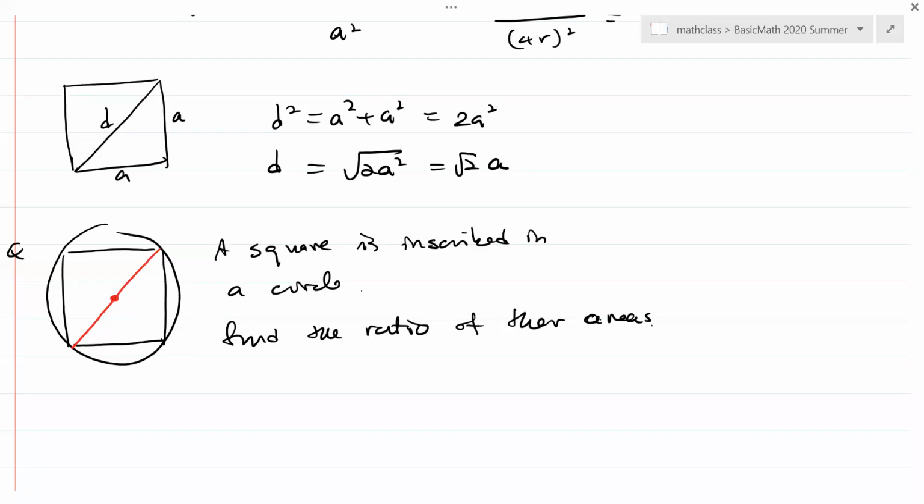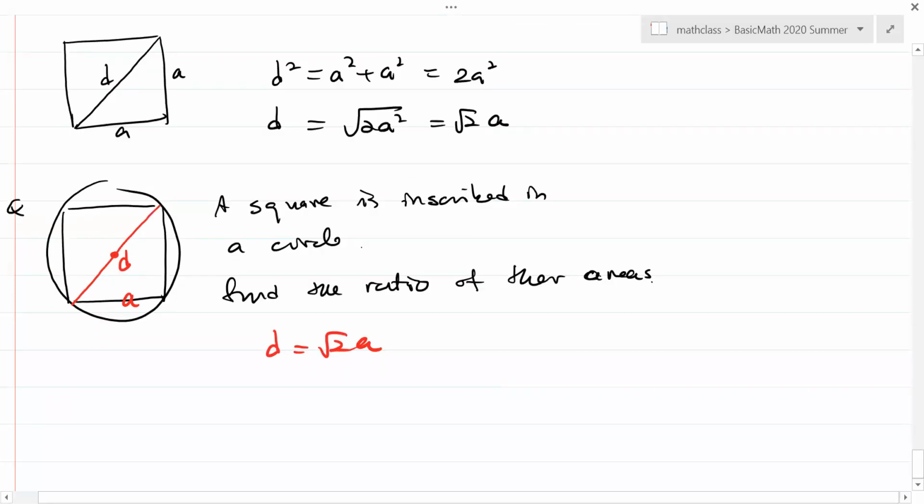So this is D, right? That's A, right? So the relationship between D and A is this, right? But D is also the diagonal of the square, and also the diameter of the circle. That's my hint. Can you do this problem right now?